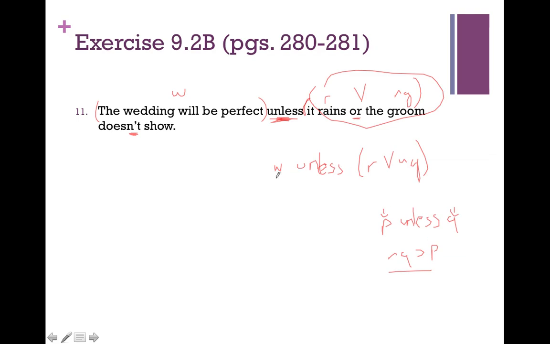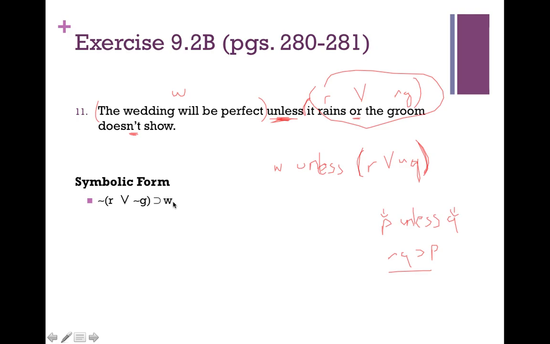So if we're looking at this, W unless R or not G, this entire thing right here, this entire proposition is your antecedent. And so the way that we rewrite this, W unless R or not G, is going to be as follows. Not R or not G, then, or I should say, if not R or not G, then W.